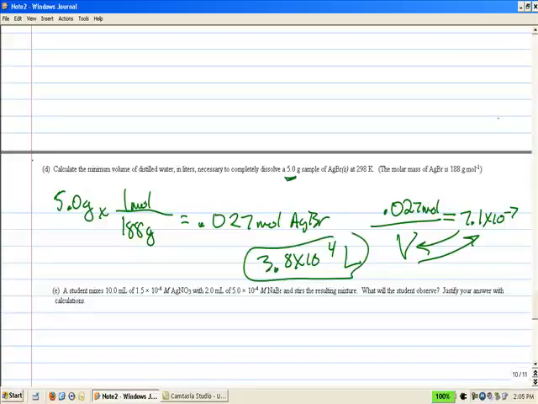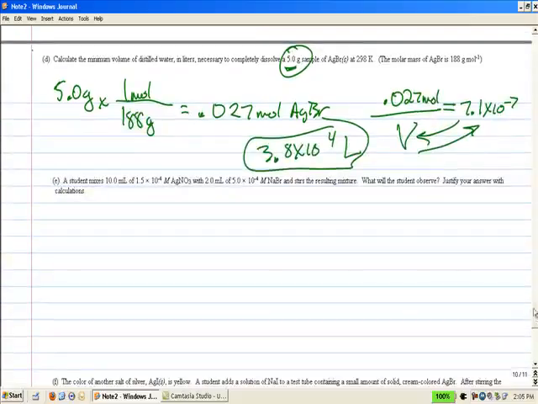liters. So basically about 38,000 liters is what it would take to create a solution where only 5 grams of that stuff would dissolve. So you're talking, you know, like the size of a swimming pool or something like that. That's, you know, quite a few liters.